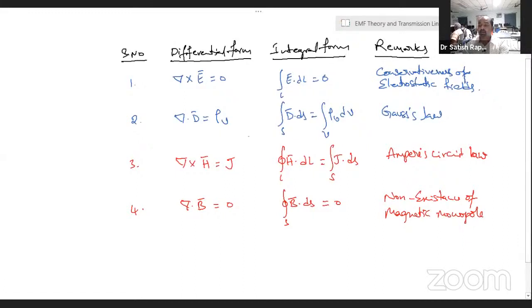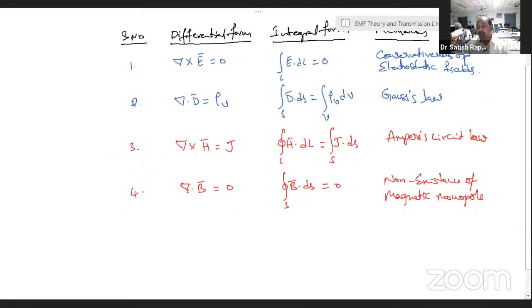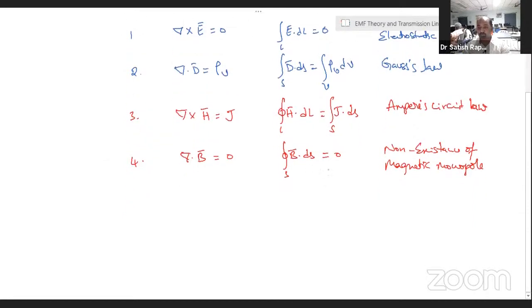Conservativeness of electrostatic fields means, for example, if you throw a ball in the upward direction, the energy spent will be given back when the ball returns. That is called conservativeness of the electric field, and conservativeness of energy, and that is applicable to electrostatic fields. And the fourth one is non-existence of magnetic monopole.